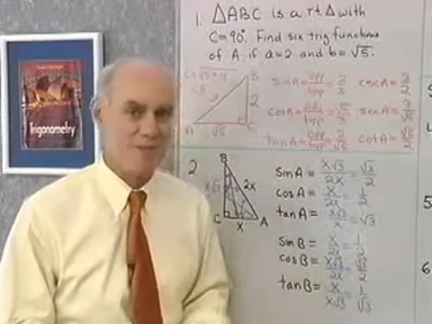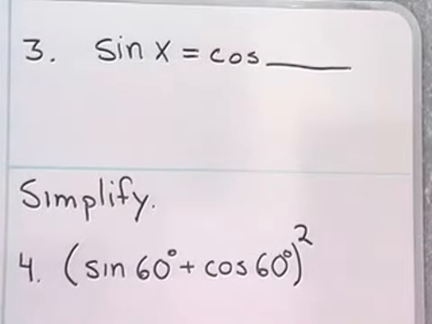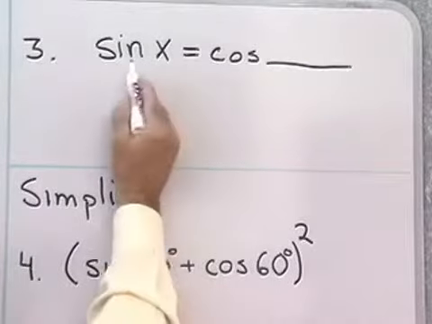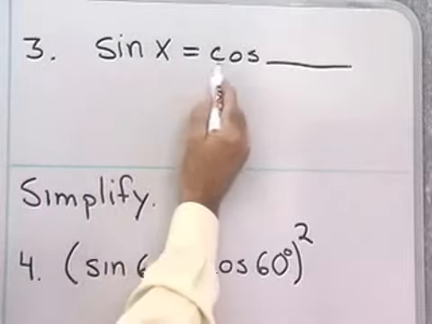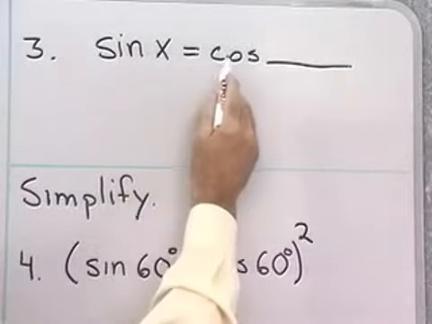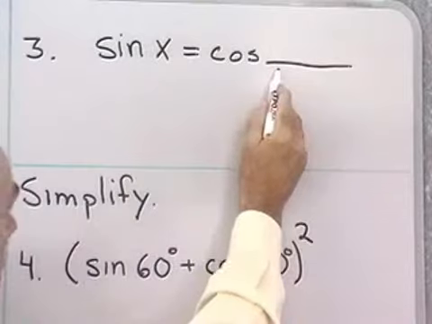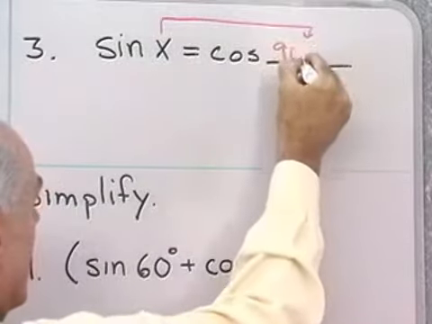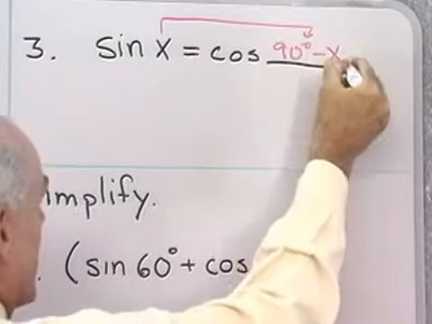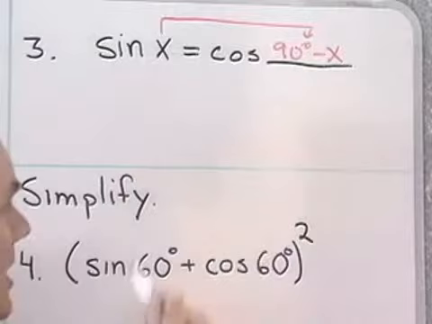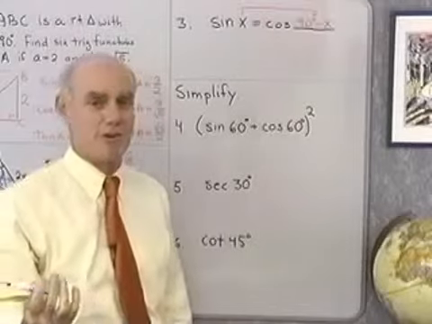Let's look at the next problem. I have the sine of x is the cosine of, and I want to fill in the blank. Well, I know that a trigonometric function of an angle is always the cofunction of the angle's complement. So the complement of x is 90 degrees minus x. So the sine of x is the cosine of 90 degrees minus x, and that's my cofunction theorem.